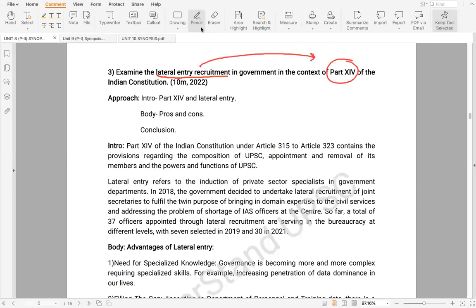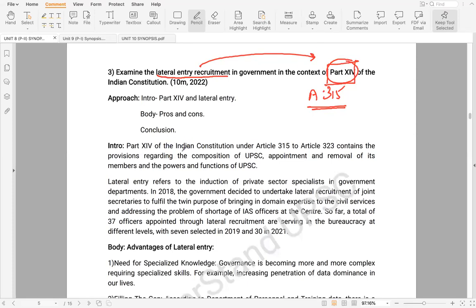Because the nature of the question is such, even if you do not remember what Part 14 is, you need to understand that we have rarely read about the civil services in the Constitution, and wherever we have, it is around Article 315, where we talk about the independence and the extra powers, etc. So you can directly introduce what Part 14 is, which talks about the civil services directly.